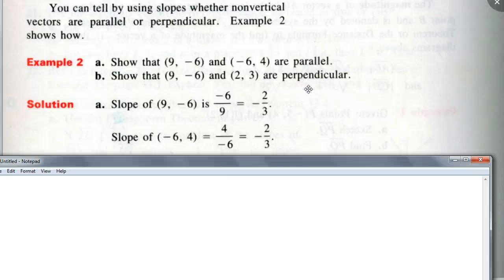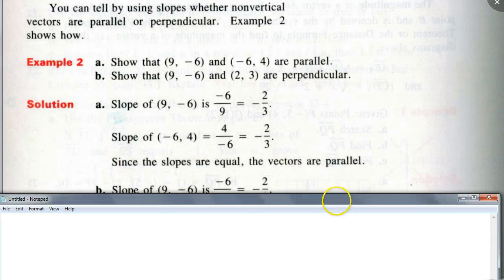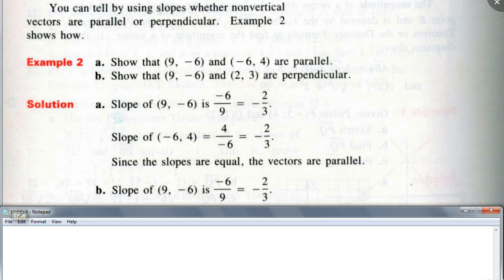Now, the second one says (9, -6) and (2, 3) are perpendicular. Well, how do we show that they're perpendicular? Again, you look at their slopes, right? So how would you do that? What's the slope of (9, -6)? We already know that it is simply negative 2/3. What about the slope of (2, 3)? Reagan, what's the slope of the second vector, (2, 3)?